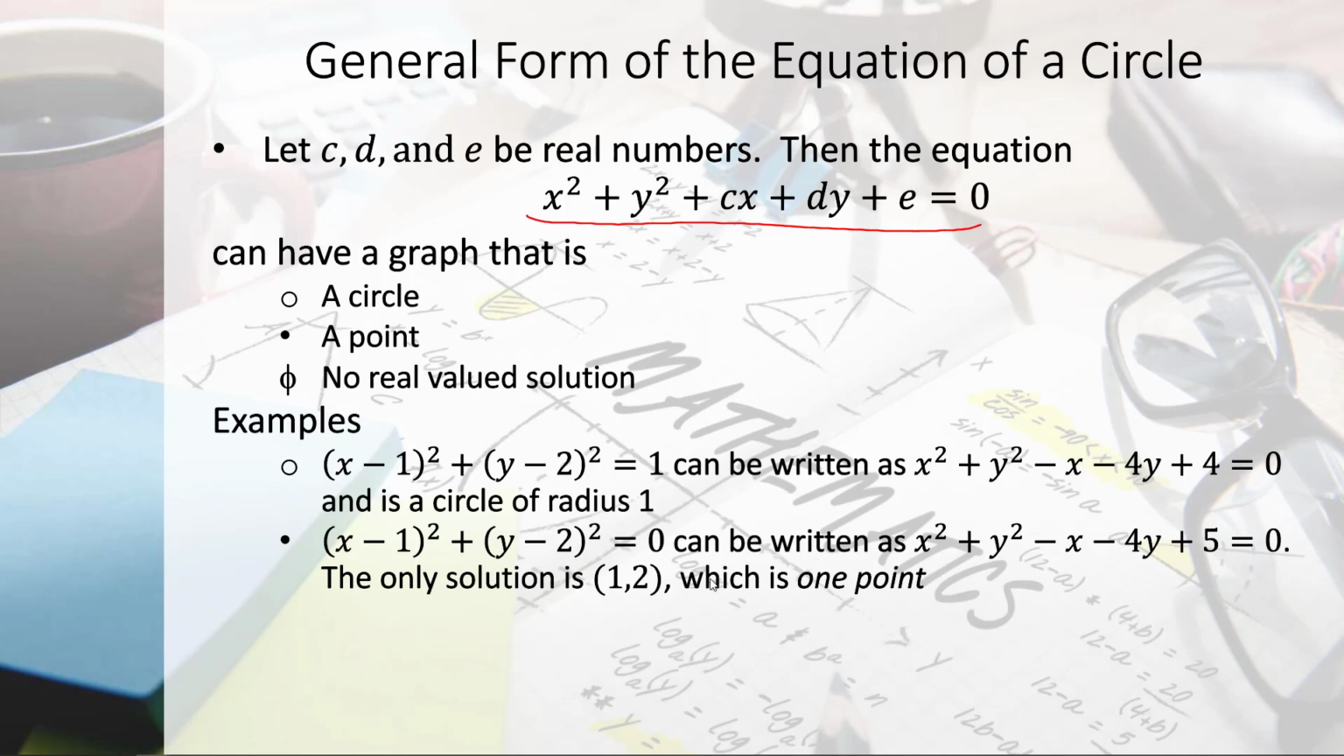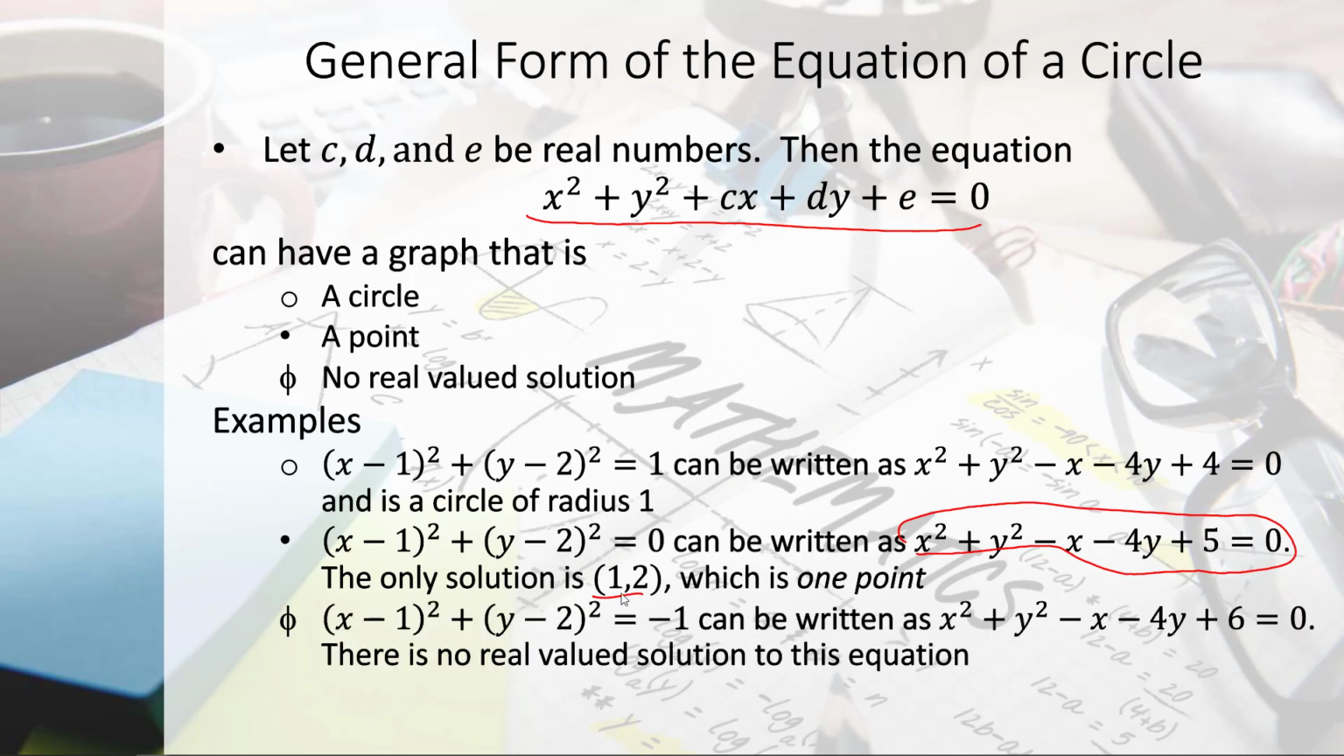This right here is an equation of a point. If this is equal to 0, then there's only one point that satisfies this equation. That's the point right there. And here is the equation in general form. So this does not represent a circle, it represents a point.